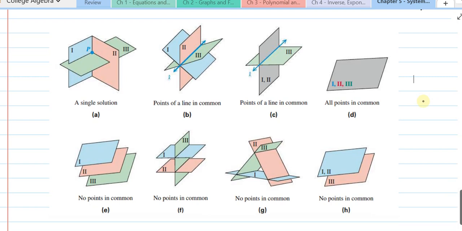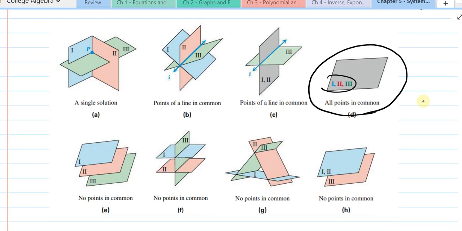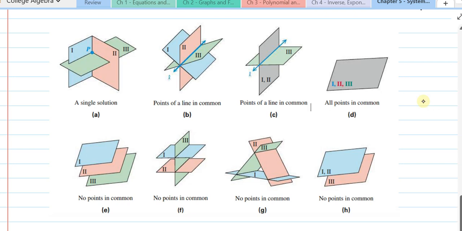So for example, there you go. The 3 surfaces could be the same. Here, the Roman 1, 2, 3 that you see here are surfaces 1, 2, and 3. So the 3 surfaces are the same. This would be like, let's say, the pages of a book. When you pick up a book, all the pages kind of stack on top of each other. So that's what you have. They have all points in common. This would be an example of a dependent system. Okay, just like we had 2 lines overlapping, dependent system. So this one has infinitely many solutions.